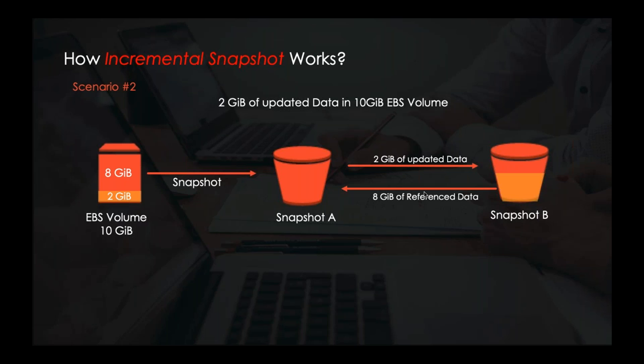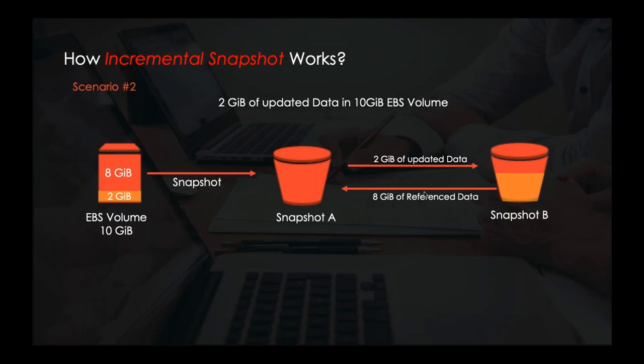So in this case, how much storage do you need to pay for? For snapshot A, you need to pay for 10 GB of storage, but for snapshot B, you will only pay for 2 GB of data. So in total, you need to pay only for 12 GB. If you do not have any incremental snapshot or incremental backup strategy, then the amount of storage that you need to pay for here is 10 plus 10, 20 GB of data. So instead of paying for 20 GB, here you are paying only for 12 GB of your data, which is called an incremental snapshot.